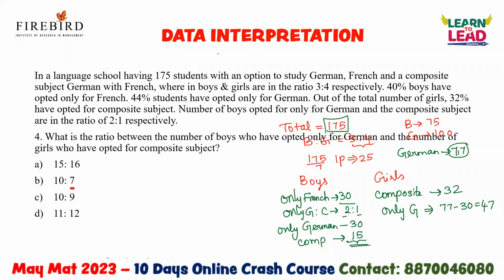Next. What is the ratio between the number of boys who have opted only for German and the number of girls who have opted for the composite subject? Number of boys who have opted only for German, 30. And number of girls who have opted for the composite subject, 32. If you see from this data, you can answer easily. So 15:16 is the ratio. So option A is your answer.